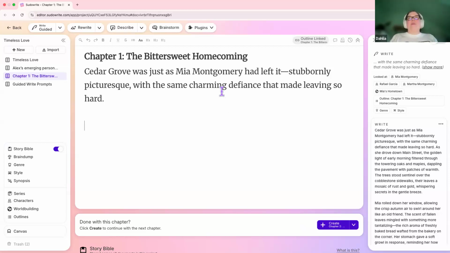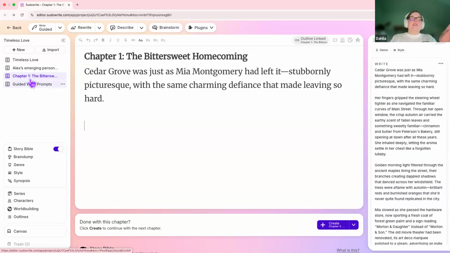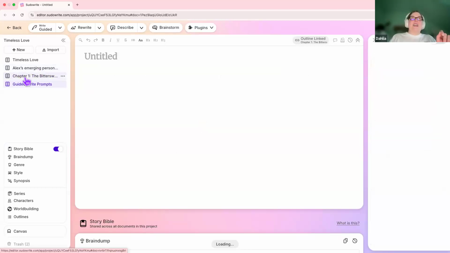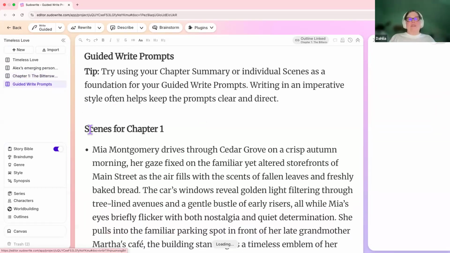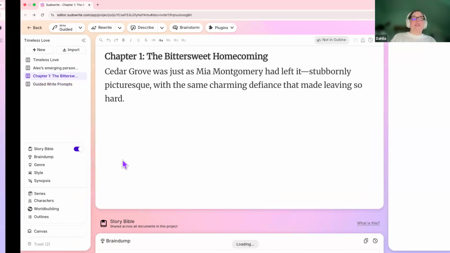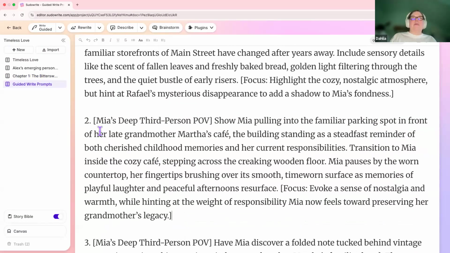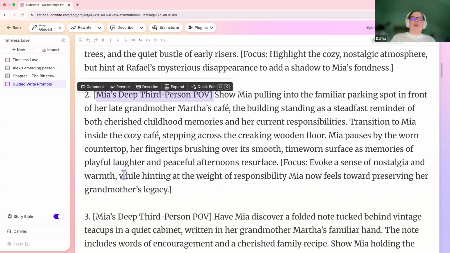I will give you the variations. You will get both this chapter and the guided write prompts in the class document so that you can look up how this is structured. Like now with the bigger boxes, you really have space to put in this information that you may or may not need to guide the AI to write the way you want it to.